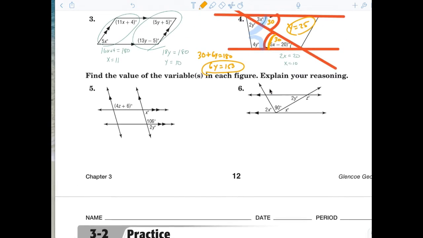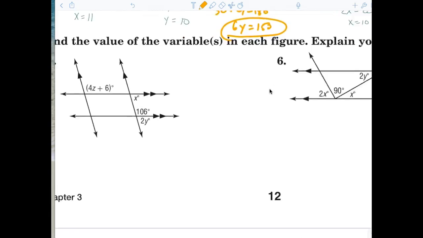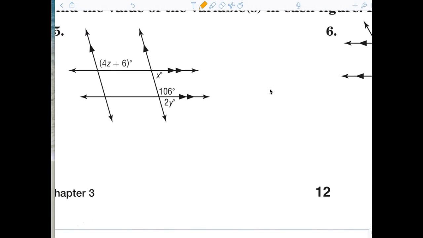All right, find the value of the variables in each figure. Same kind of principle here. So y should be pretty easy, right? X should be pretty easy. Somebody tell me what y is. Why? Because these two add up to what? 180, right? You agree with that? So 2y is 74. So y is 37. Yeah, I got it.